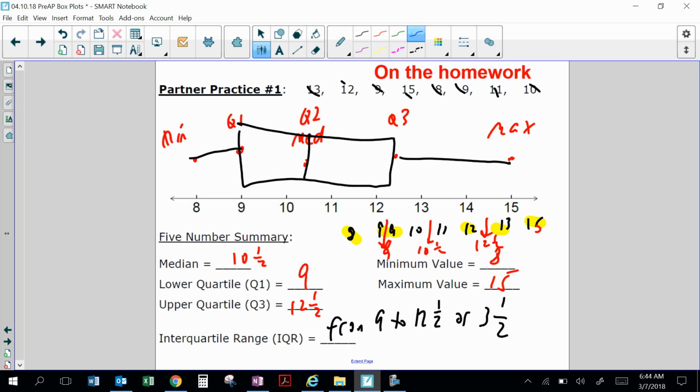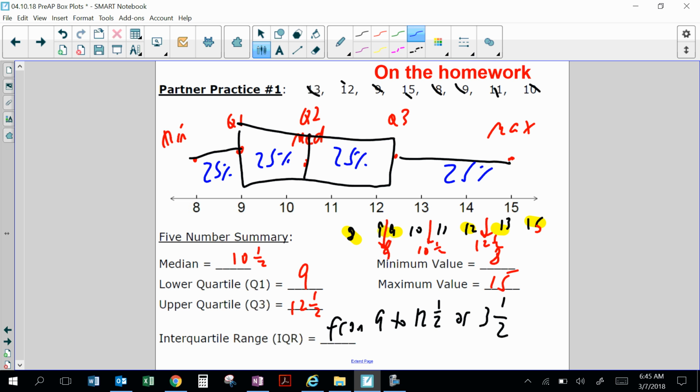So let's label our percentages: 25%, 25%, 25%, 25%. Why? These are the cuts. There's 2 numbers in each cut. So if I ask you, what percentage of numbers are less than 9? 25% are less than 9. 8 and 9, that's 2 out of 8 numbers, 1/4, which is 25%.